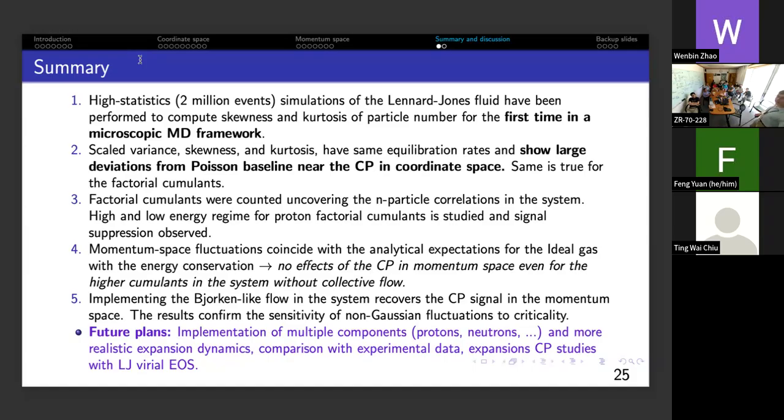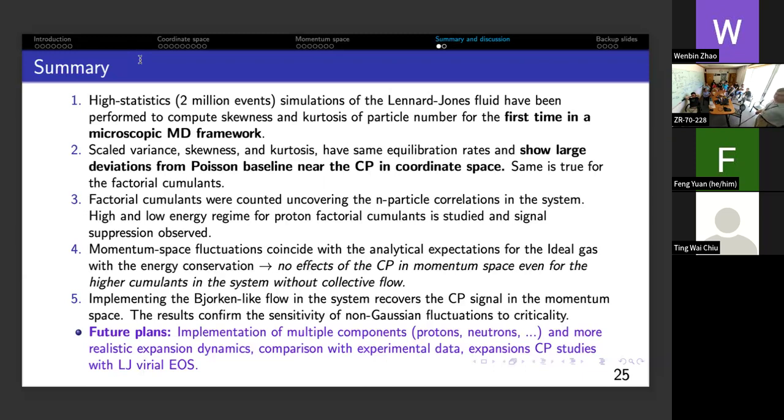Finally, we studied the momentum space fluctuation with the collective flow, which gives us the connection between the momentum and coordinate space, and these correlations, which we have now, recover the signal in the momentum space. This means that in the future, we want to prolong the studies and implement a more realistic version of flow, starting from elliptic, spherical, and maybe more realistic still.